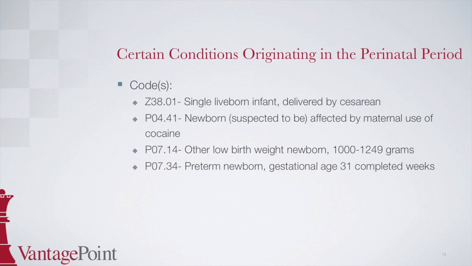The last code is P07.34, preterm newborn, gestational age 31 completed weeks. To locate this code, start at premature in the alphabetic index, then newborn, and then less than 37 completed weeks, where there is a note stating C preterm, newborn. After following these directions, indented under preterm, then newborn is the phrase gestational age, followed by 31 completed weeks, which points to P07.34, which you would then confirm in the tabular.